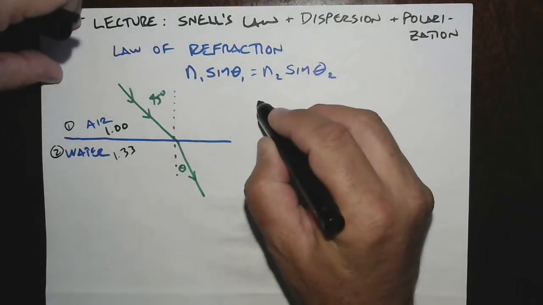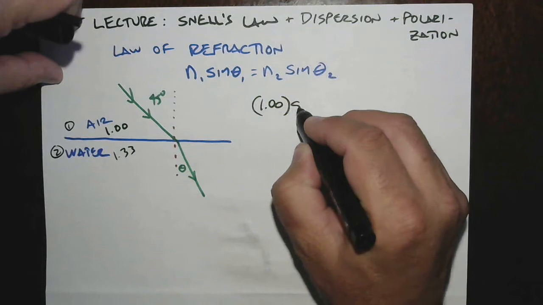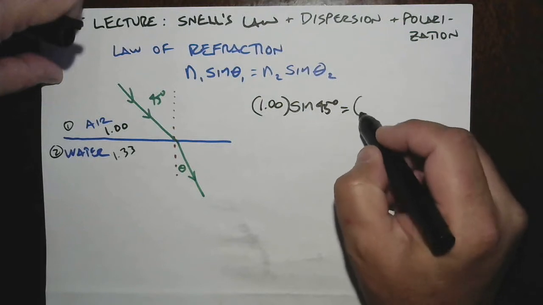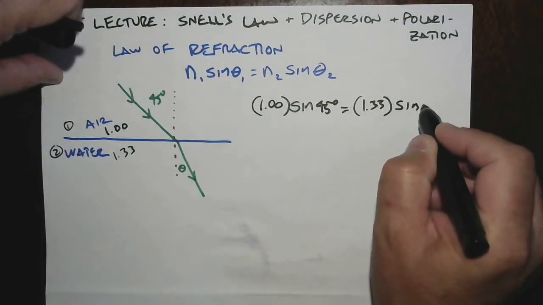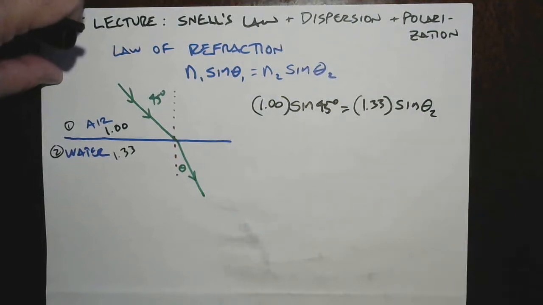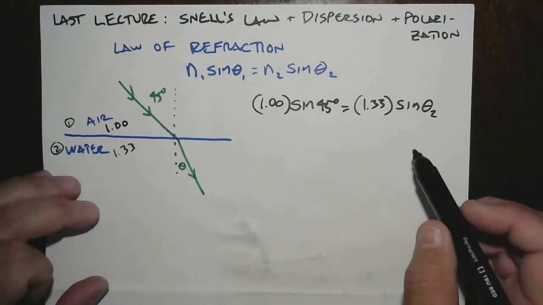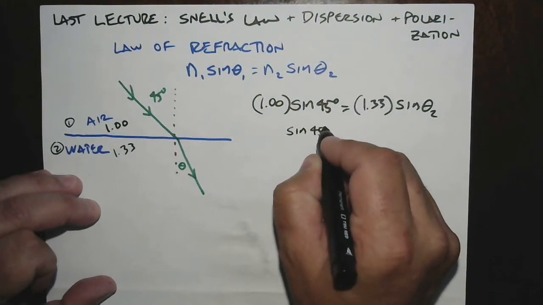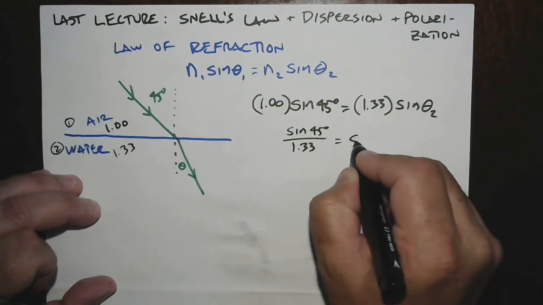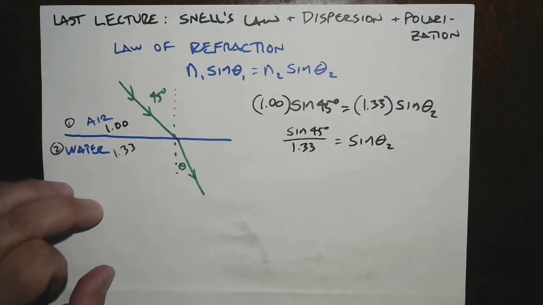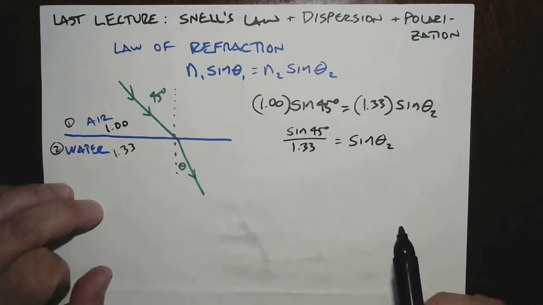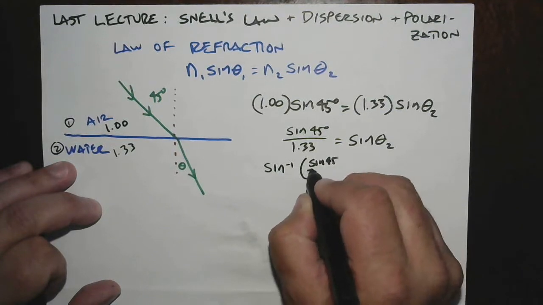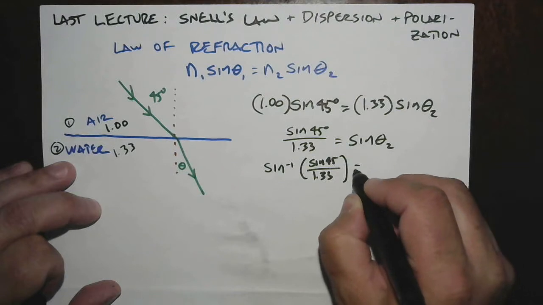So index of refraction number 1, which is 1.00, times the sine of the angle in substance 1, which is the sine of 45 degrees, is going to equal index of refraction number 2, which is 1.33, times the sine of the unknown angle, which is the angle in the water. Okay, 1 times something is just something, and we have to divide by 1.33, so this side is going to be sine of 45 divided by 1.33, and that's going to equal the sine of the angle in the water. And in order to get just the angle, we have to do inverse sine to both sides. So we need inverse sine of sine of 45 divided by 1.33, and that's going to give us theta 2.